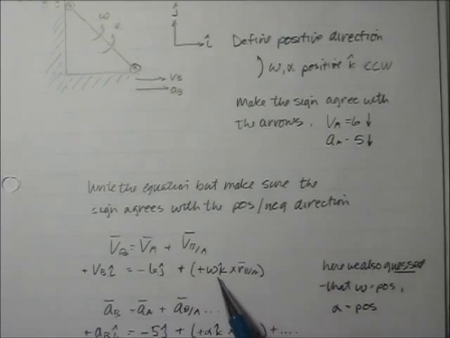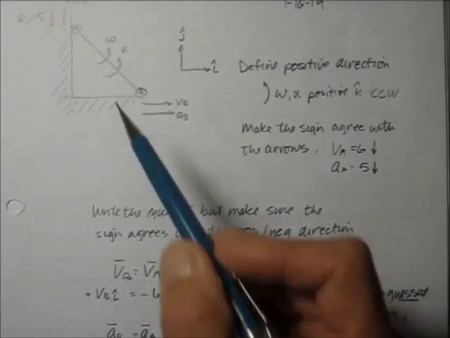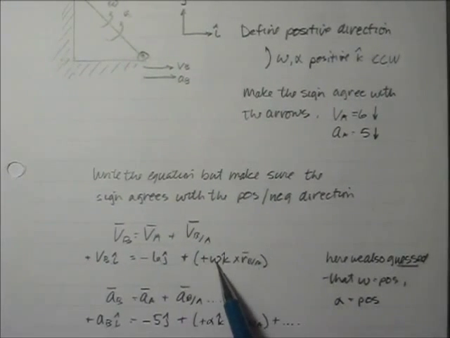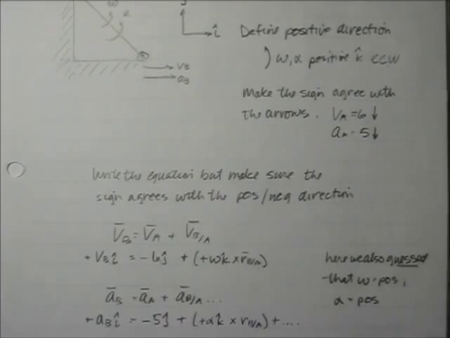And then we'll keep our omegas, and omega, as we've drawn it as a counterclockwise direction, we need to make sure that that is a positive omega k when we do our cross product.